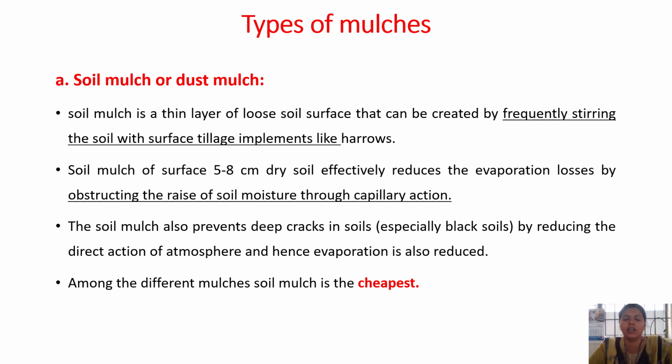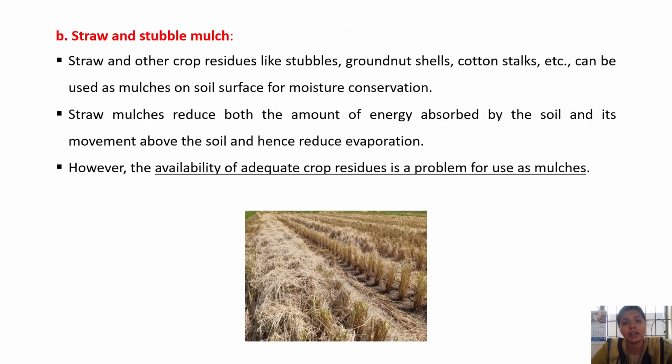This is very useful in soils where we can see deep cracks appear because of loss of water, especially in black soil. Next important type of mulch is straw and stubble mulch. Not only straw, but stubbles from any crop residues, shells after groundnut harvesting, cotton stalks, or any other crop stalks. These kinds of organic materials can be used as mulches to cover the soil surface, to control evaporation loss and to conserve soil moisture.